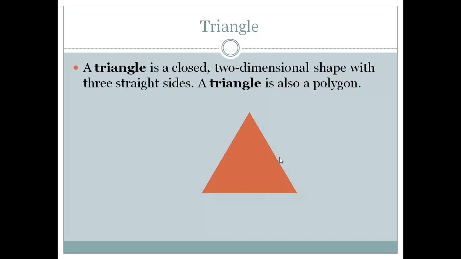Then we have a triangle. A triangle is a closed two-dimensional shape with three straight sides. When my three lines join together, they are known as a triangle. So three sides, three lines, three corners. Getting this point? So these were the basic shapes you will see around you.